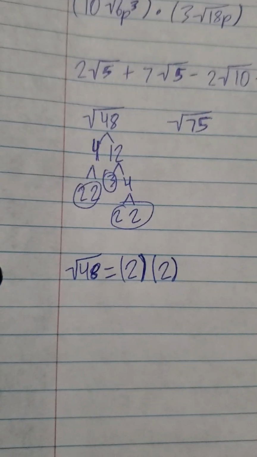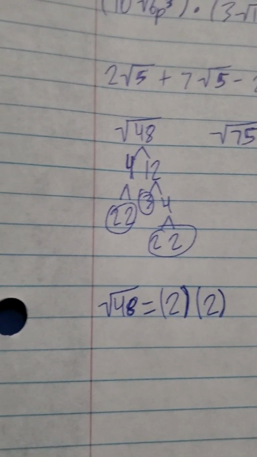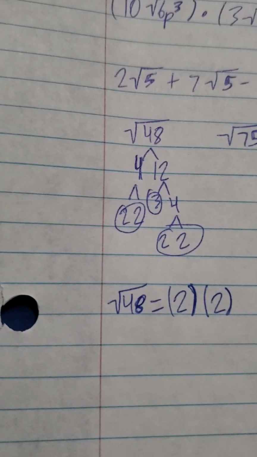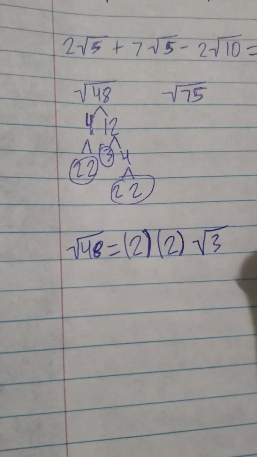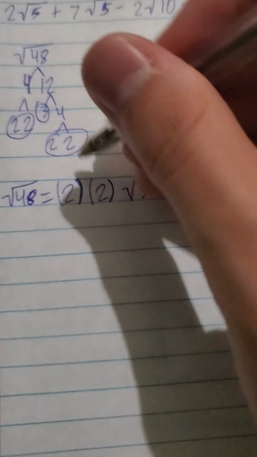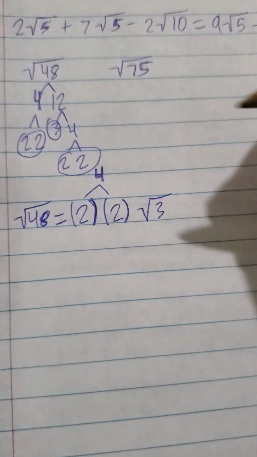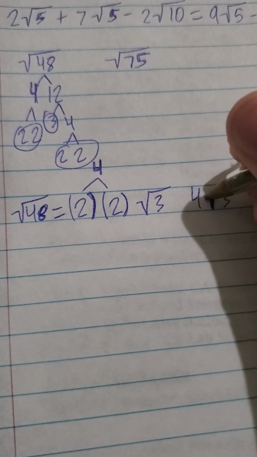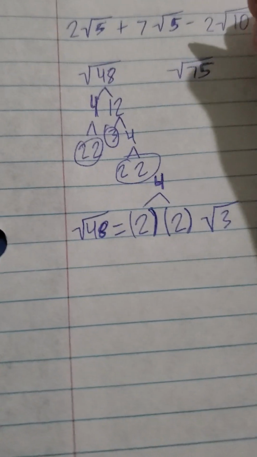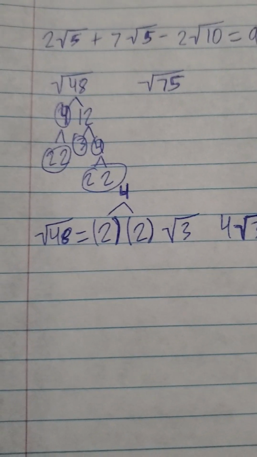This 3 right here, because it doesn't have a partner, it's a solo 3. So that stays in the radical. And because we have 2 pairs of 2's, these 2 pairs of 2's multiply to 4. And you get 4 root 3. Now, the easier way to do this is to just look over here and say that you have 2 4's. You can do that. That's easier.